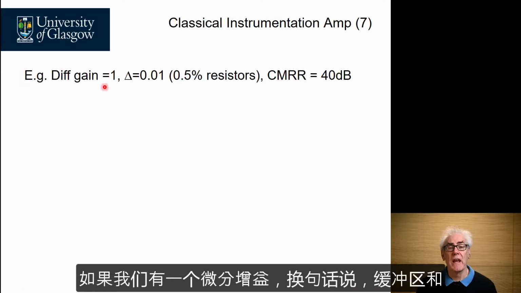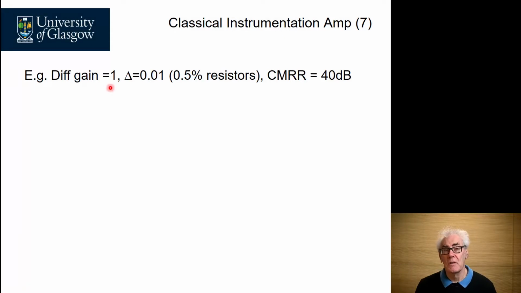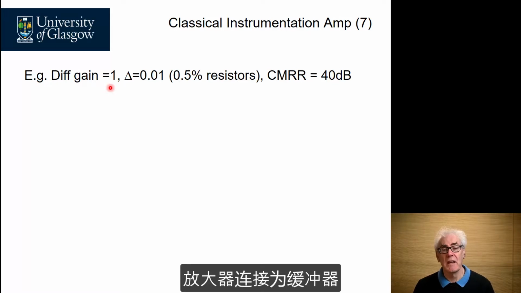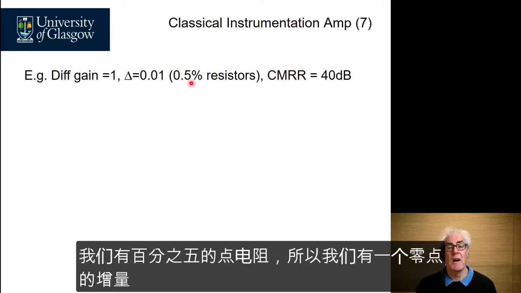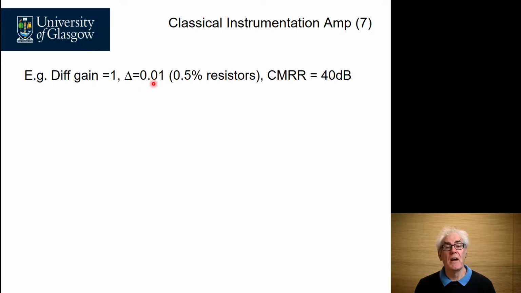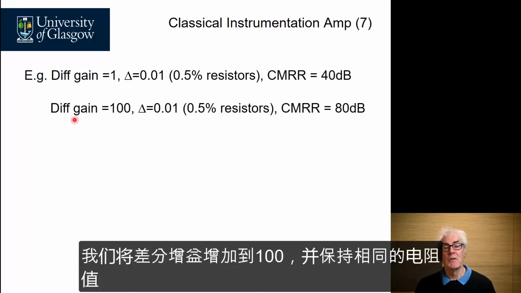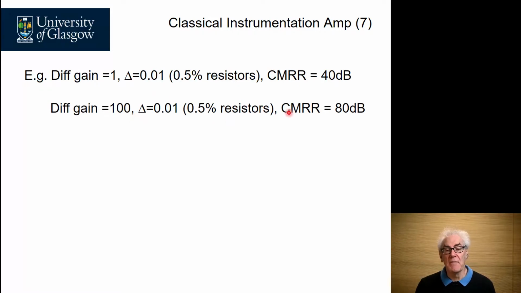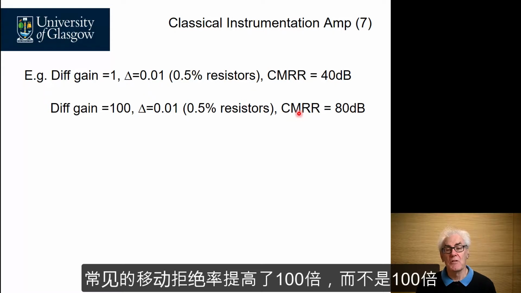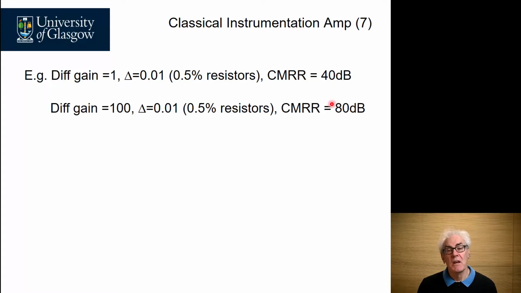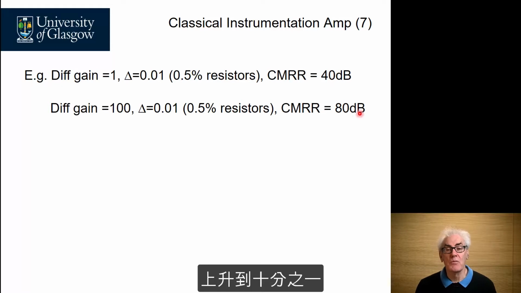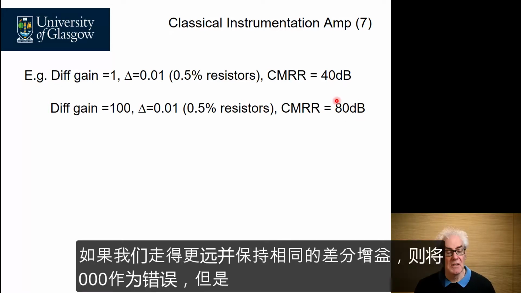If we have a differential gain of 1, in other words, the buffers and the amplifiers are connected as buffers, and we have 0.5% resistors, so we have a delta of 0.01, which is 2 times the tolerance, our common mode rejection ratio is 40 dB, in other words 1 in 100. But if we were to increase our differential gain to 100 and keep the same value of resistors, our common mode rejection ratio increases 100 times.